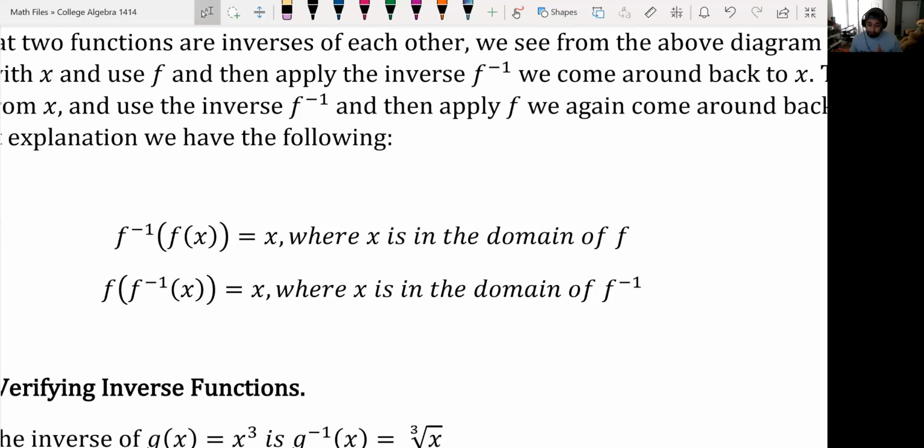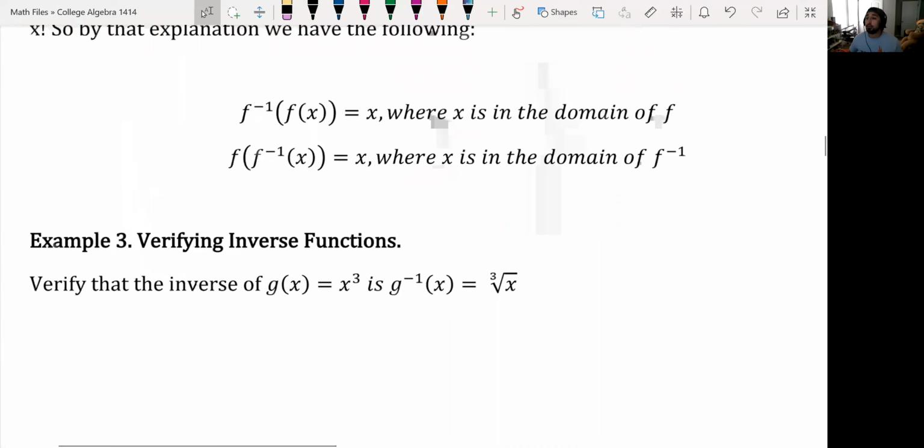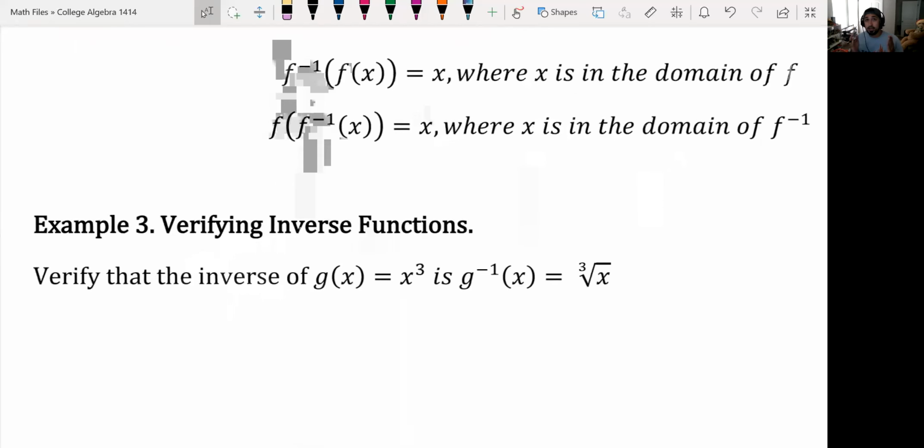Okay, so let's go ahead and try these examples out. First up, we want to verify that these two functions are inverses of each other. So g of x is x cubed. The inverse of g is the cube root of x, right? Or g inverse of x, however you want to say it. Doesn't matter how you say it, as long as you know that it's the inverse.